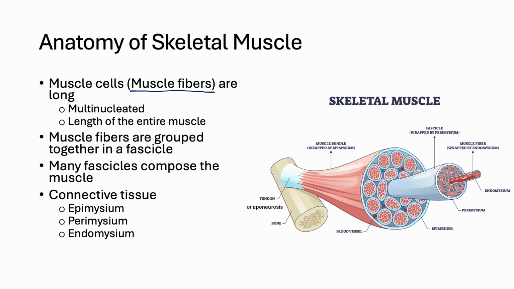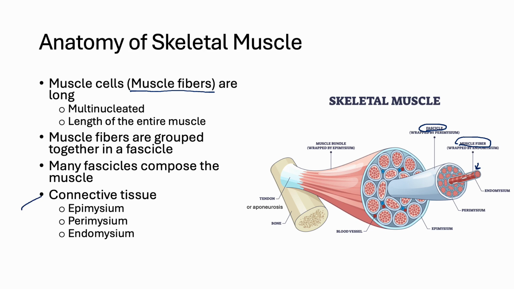Now, we can look at one muscle cell, or one muscle fiber here, and we see that those are bundled together in a group, and they're covered by a protective covering, and that is called a fascicle. So a group of muscle cells or muscle fibers is called a fascicle. Then we have multiple fascicles grouped together, covered by some connective tissue that make up the muscle itself.